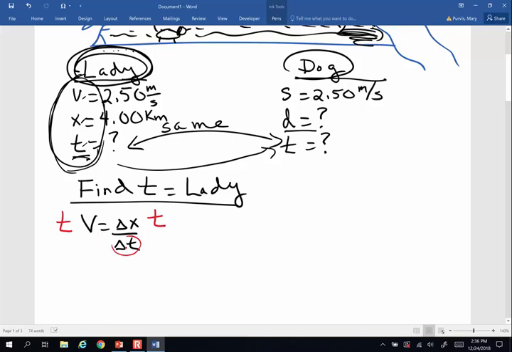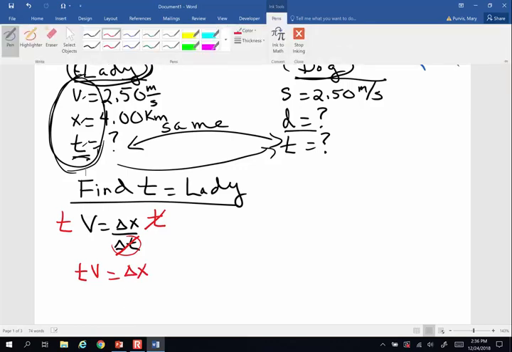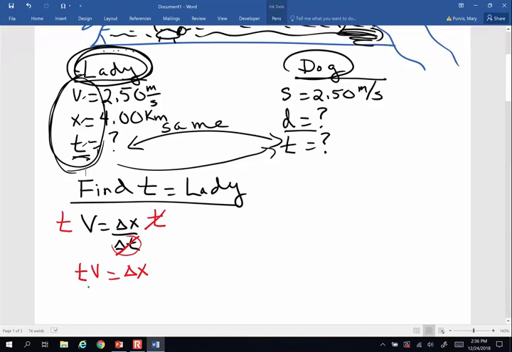And time divided by itself, time, that's going to cancel. So now I've got time times velocity is going to equal my change in displacement. I'm not quite done yet. And the reason is, now what I have to do, I want time by itself, and I am going to get rid of velocity. So to get time alone, I'm going to divide both sides by velocity.